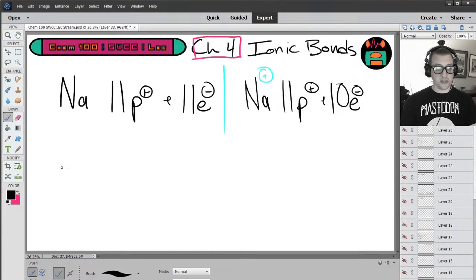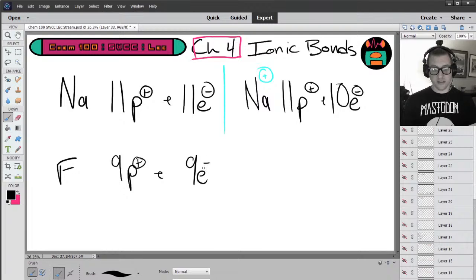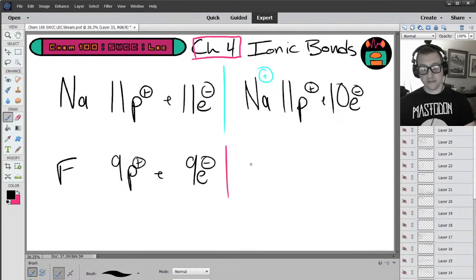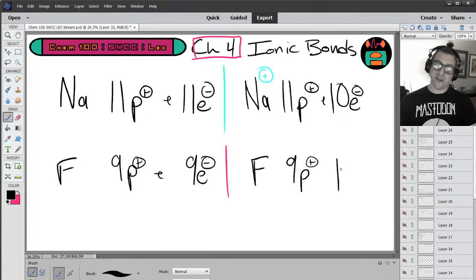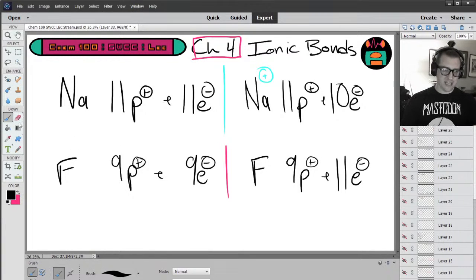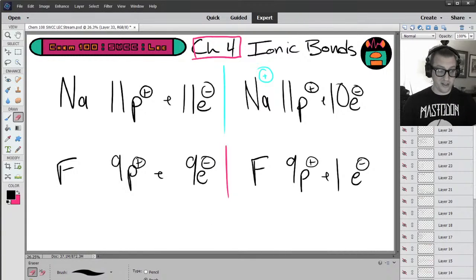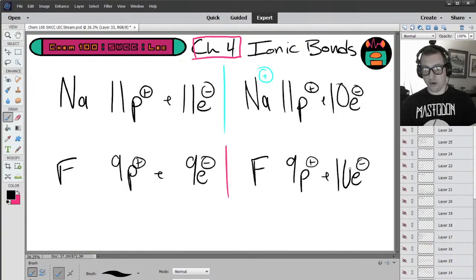Let's look at another example. Let's look at fluorine. All right. Fluorine, the element, the atom, has 9 protons and 9 electrons. All right. What would happen if fluorine gained an electron? Well, if fluorine gained an electron, its proton count would not change. It'd still have 9 protons, but it would have 11 electrons. No, it wouldn't. That's if it gained 2. If it gained 1 electron, it would have 10. I promise I can do math.